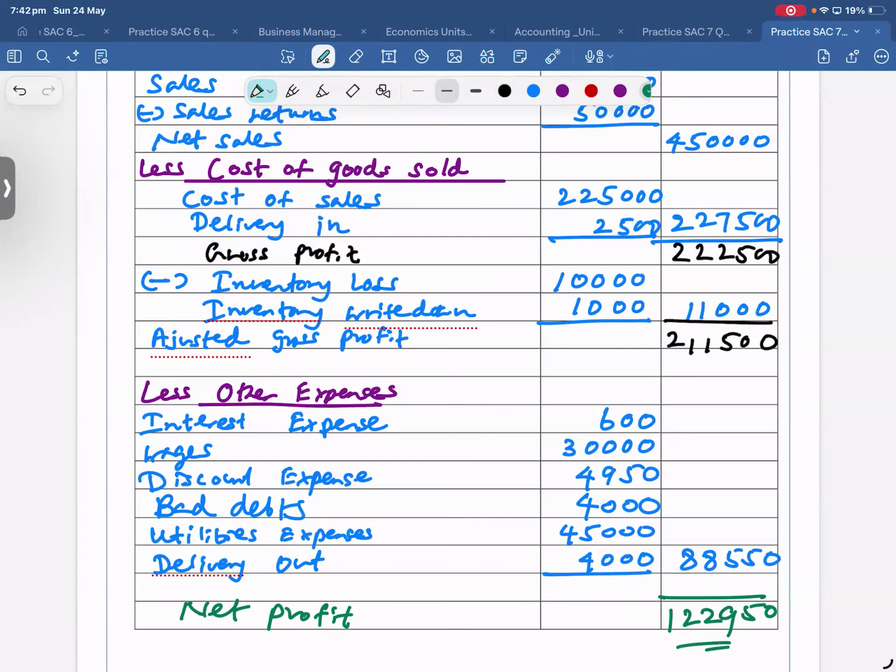Correct. Net profit is this amount. All right, guys, that's it.